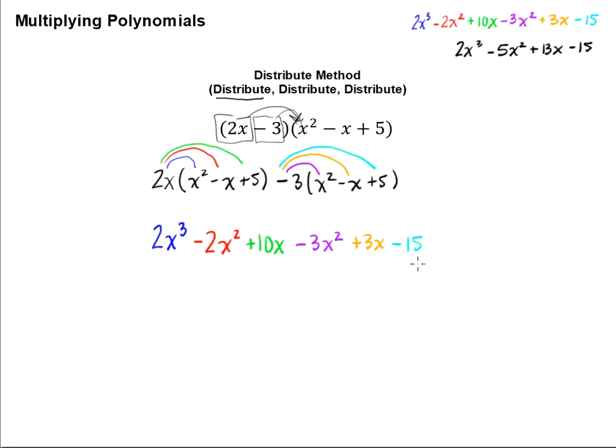Once again, you'll see all those terms match what we had originally and match what we had with the box method. And of course, therefore, simplifying this is going to end up with the same answer. 2x to the third. Negative 2x squared minus 3x squared is negative 5x squared. 10x plus 3x is positive 13x. And then we have our negative 15. So those are three different methods for multiplying. I'm sure there's others. Those are the three that I'm most familiar with.